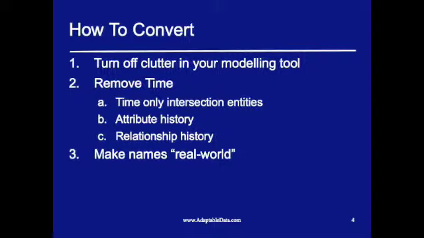The second is to remove time, and that involves three things in itself. Firstly, removing intersection entities. The second, removing attribute history, and the third, removing relationship history. I'm going to go into a little bit more detail about how you do that in practice with an example in a moment. And then the third thing is to make names real-world names. So no text on your model at all should be anything other than a recognizable name that a business person would instantly relate to. So there you are, three very simple steps.